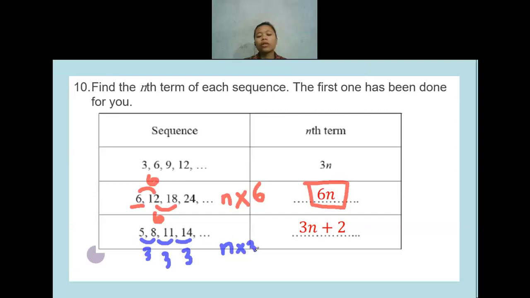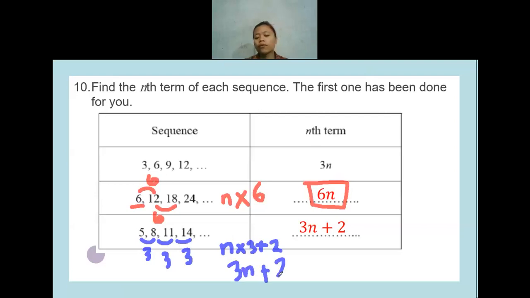After that, we need to check for the first term. When we check for the first term, n will equal 1. 1 times 3 will be only 3. But in here, the number is 5. We need to add another 2. So n times 3 equals 3n, and then we plus 2.